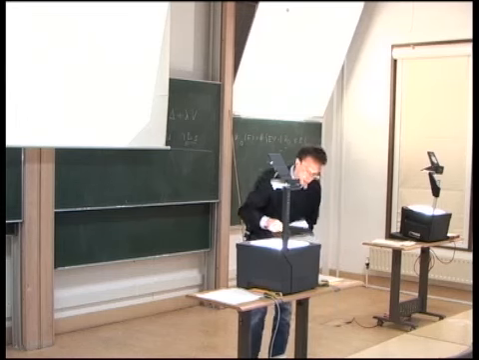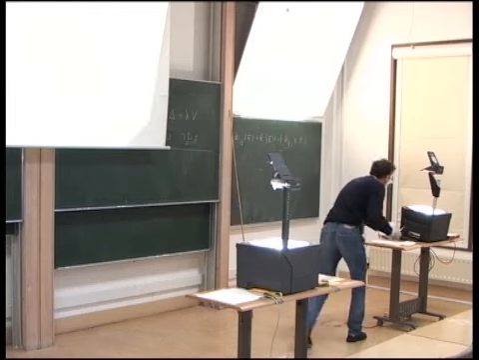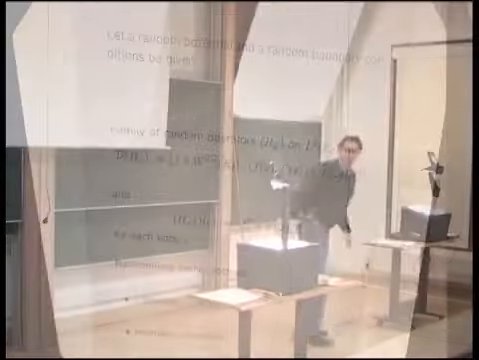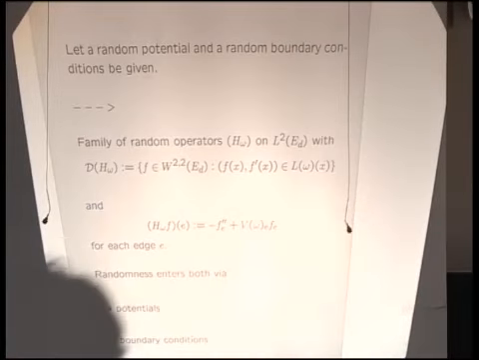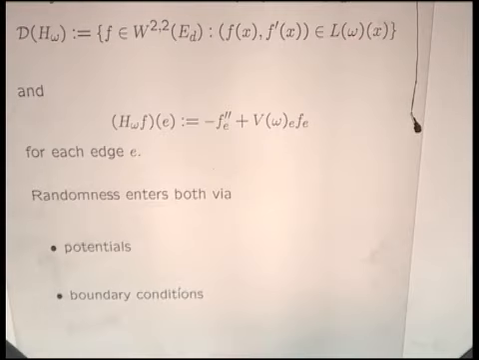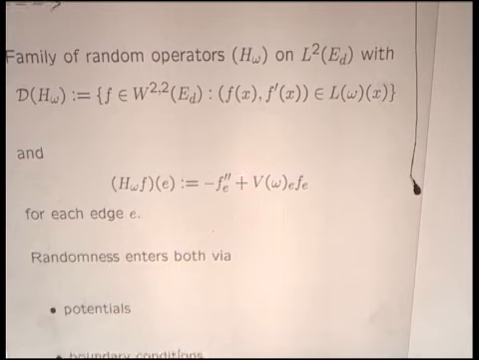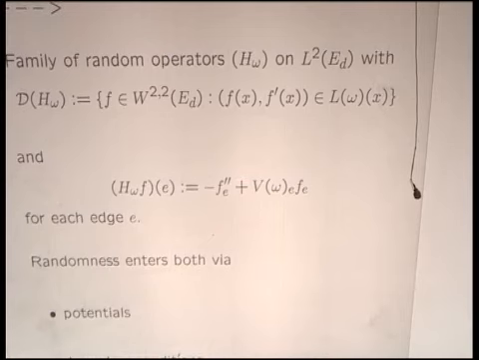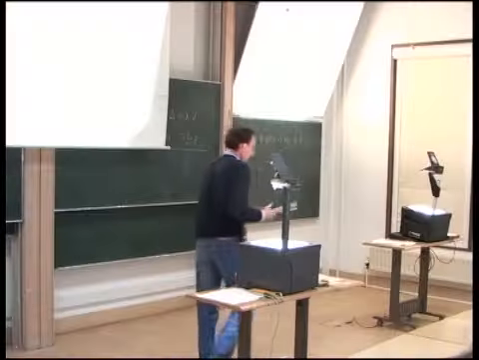So then, given these two ingredients, I can define a family of random operators. Well, by saying the domains of definition are just all elements in the Sobolev space which have the property that the boundary values belong at the vertex x to the chosen boundary condition, and H_omega acts at the edge e by the usual Laplacian plus the potential. So again, randomness enters both via potentials and boundary conditions.